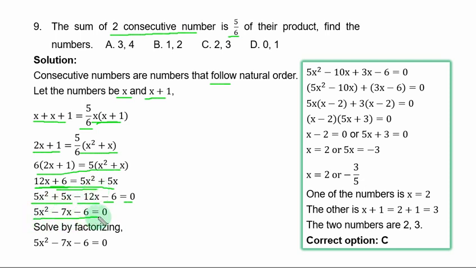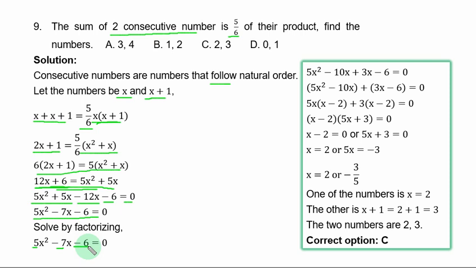Solve by factorizing. To do that, A is equal to 5, B is equal to minus 7, C is equal to minus 6. Whenever A is not equal to 1, you need to get AC. So AC is minus 30.